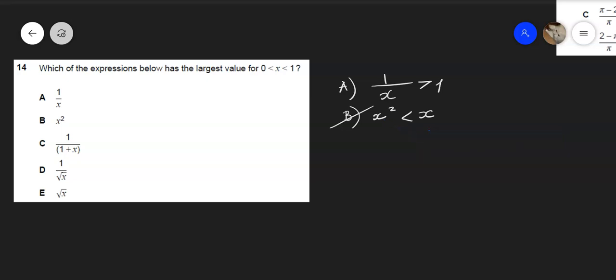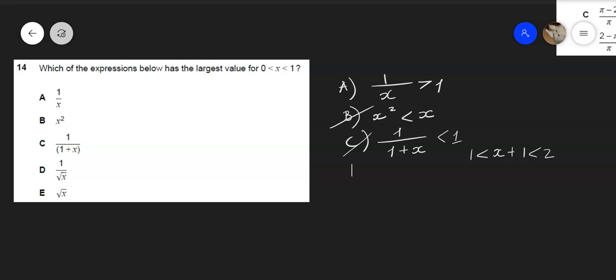Okay, then for C, we have 1 divided by 1 plus a small number. Take a look at the denominator. X plus 1 will be a number between 1 and 2, right? And if we divide 1 by a number that's greater than itself, the result will be less than 1. So again, comparing this with option A, we can exclude this possibility.